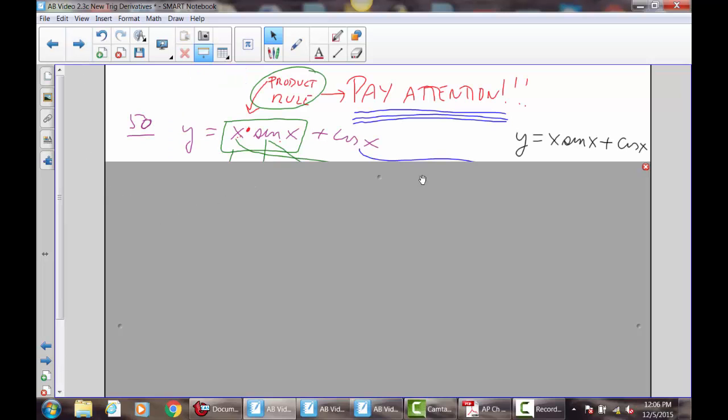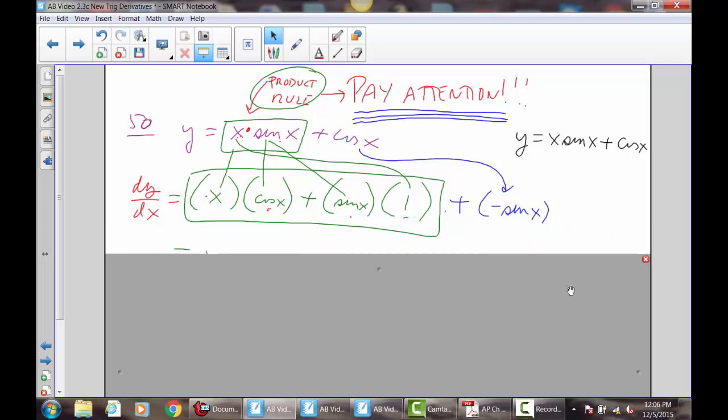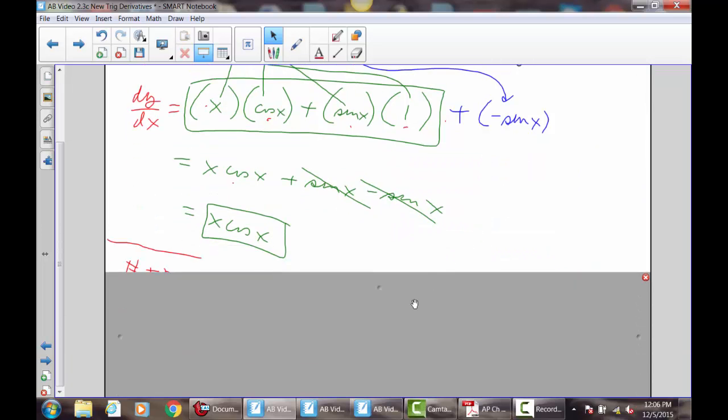Okay, another one. The original question looks like this. You have to notice that x sine x is actually a product. So pay attention, be looking for the hidden product rule. So we take the derivative of x times sine x, which is first factor times derivative of second plus second factor times derivative of first, etc. So this is with sine and cosine, something you already know.